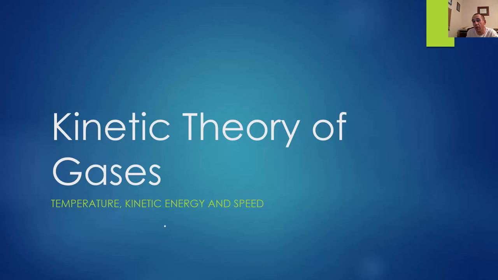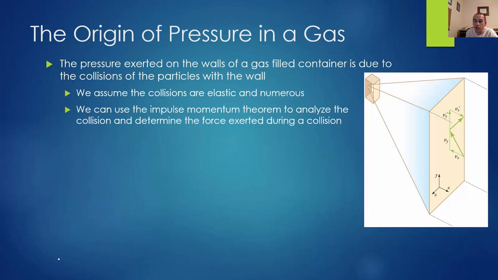In this lesson, we're going to take a look at the kinetic theory of gases, which relates to the temperature, kinetic energy, and speed of particles in a gas. We do this by looking at what causes pressure, the impulse momentum theorem, and we make a couple assumptions. We assume that the gas particles only interact in a collision, so there's no potential energy, and that all these collisions are elastic, which means we never gain or lose any kinetic energy.